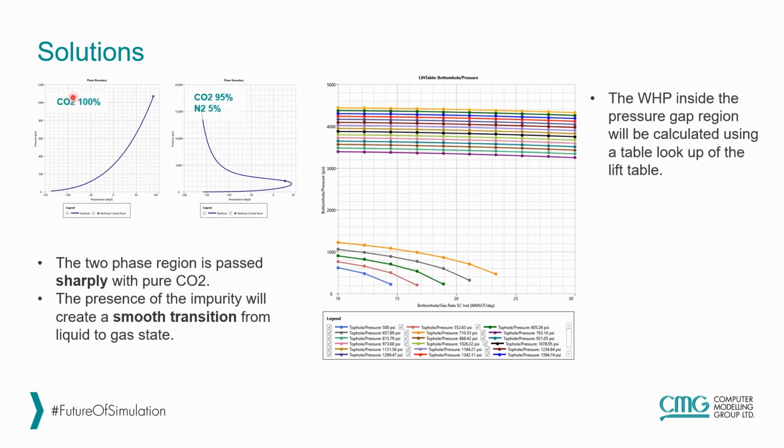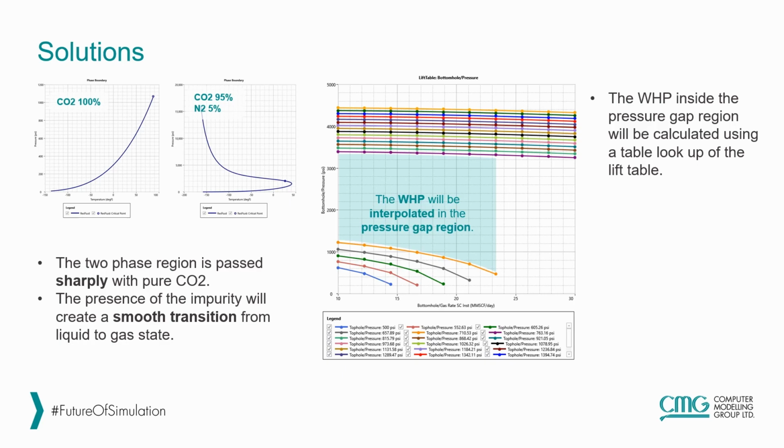When we have pure CO2, we have a saturation line and the phase transition is abrupt. But when we are adding an impurity such as nitrogen, we are creating a two-phase region, and a smooth transition from liquid to gas or gas to liquid is happening, and that is why we don't see the pressure gap anymore. And with the lift table approach, what we do is that in the pressure gap region we are interpolating, and this interpolation is not going to introduce a huge error, as the injection pressure interval that we are interpolating in is very small.